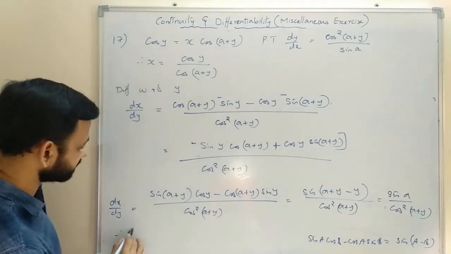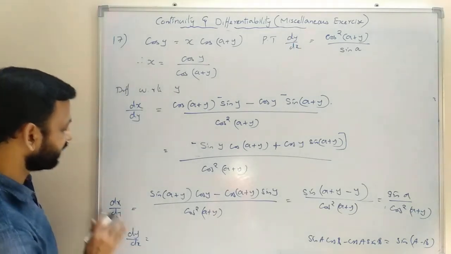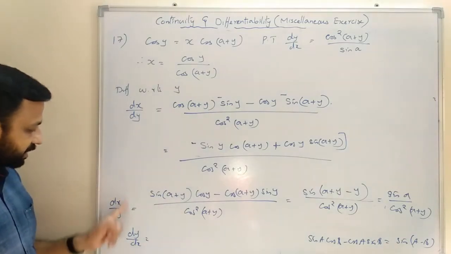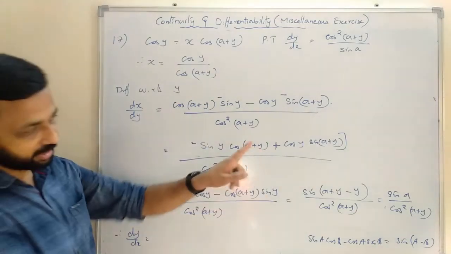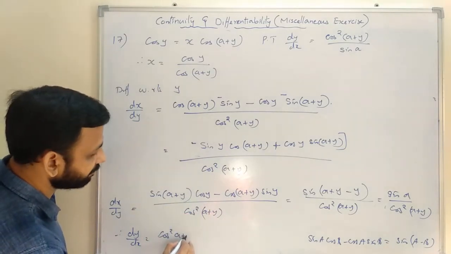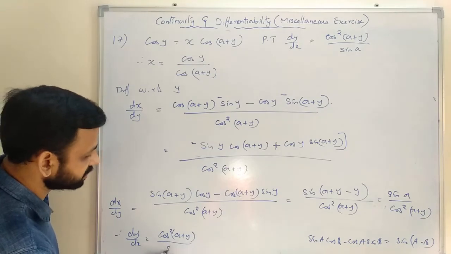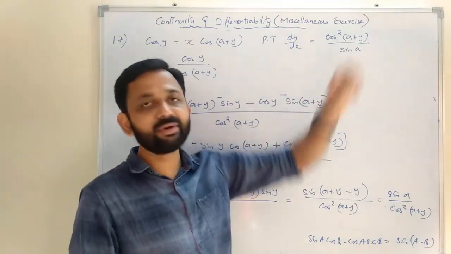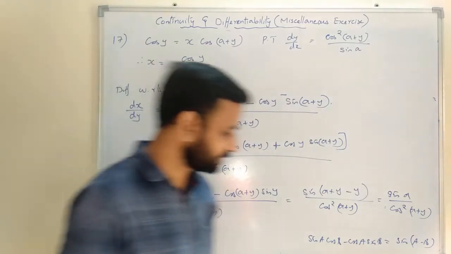Therefore dy by dx. This is dx upon dy, so we need to find dy by dx. So dy by dx is a reciprocal of that expression. That is cos square (a + y) divided by sin a. So we got the result cos square (a + y) upon sin a. That is question number 16.